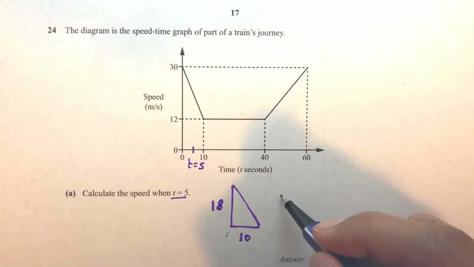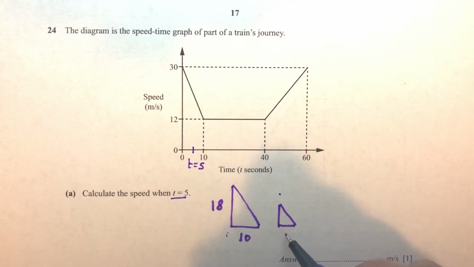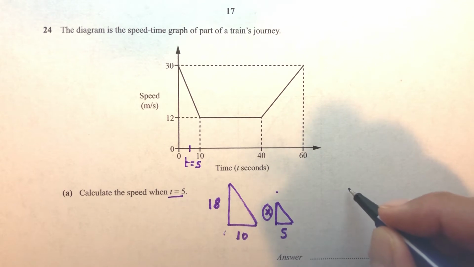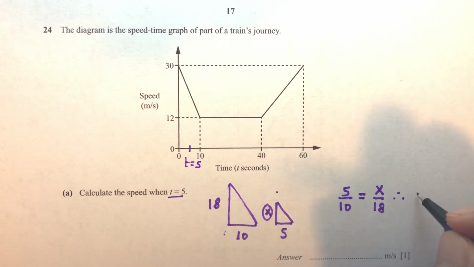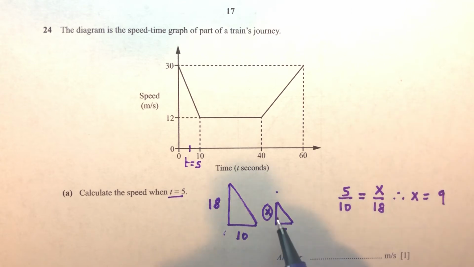So what is the small triangle? When t equal to 5, this will be 5. We are trying to find x. So we use proportionality. We say this side and this side. So 5 over 10 is equal to x over 18. So x is equal to what? So we cross multiply. So 0.5 times 18 will be 9. So the height x is 9.